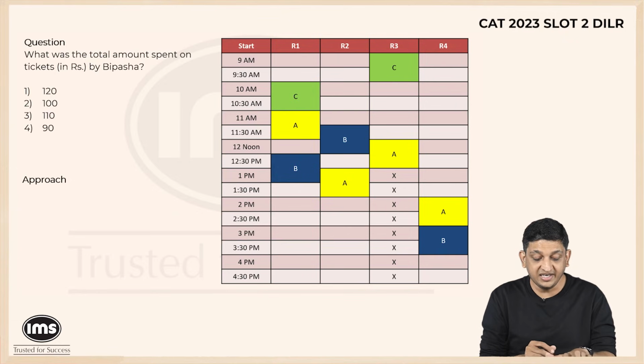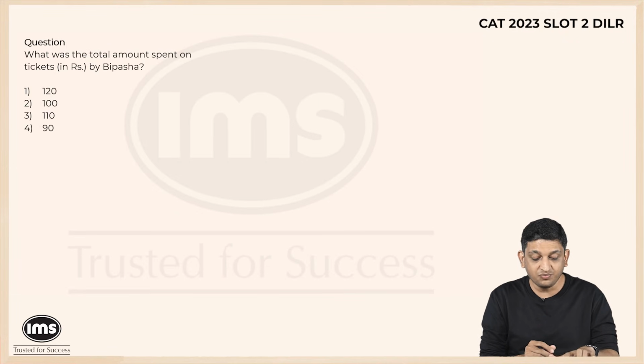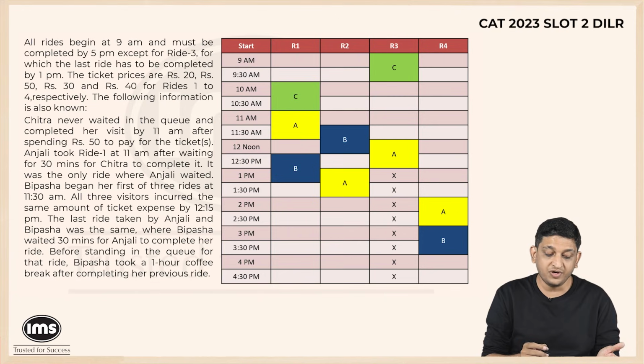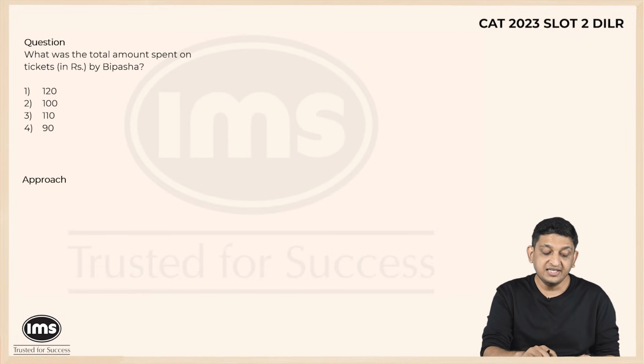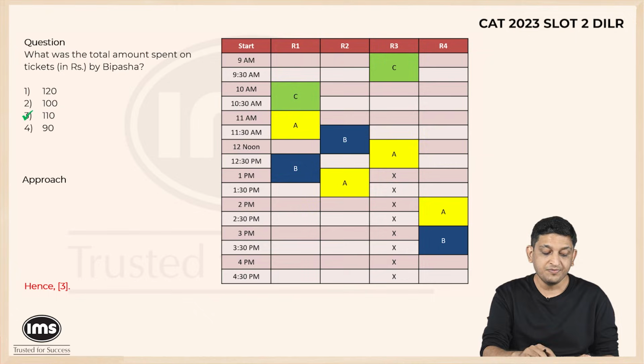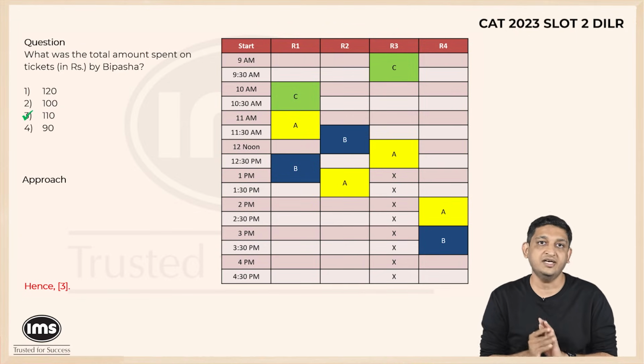So if you look at the data that we had here, rides 1, 2 and 4, what was the cost of rides 1, 2 and 4? It was 20 rupees, then 50 rupees and then 40 rupees. So 20 plus 50 is 70, 70 plus 40 is 110. The correct answer to this question is going to be option 3, that is 110 rupees.